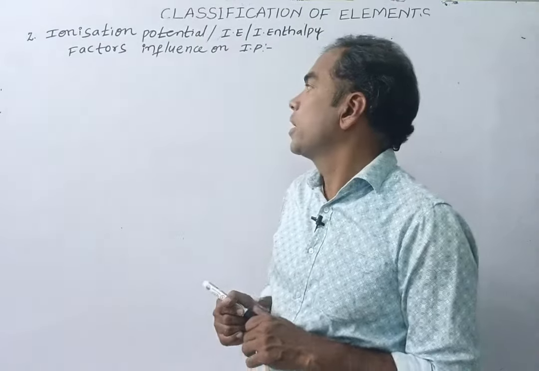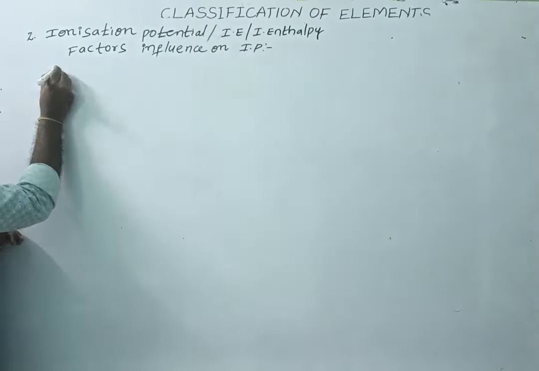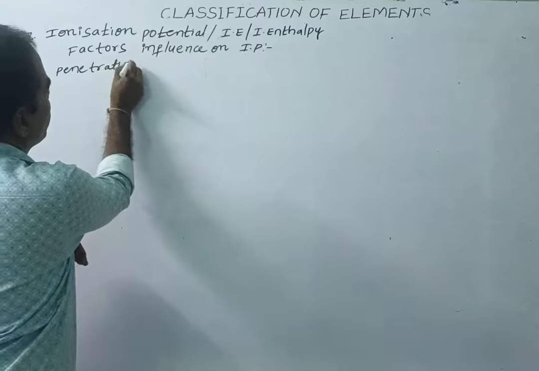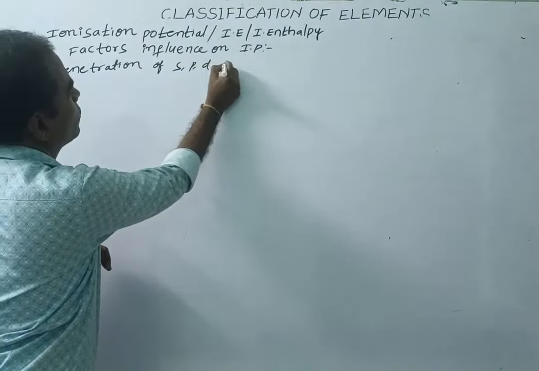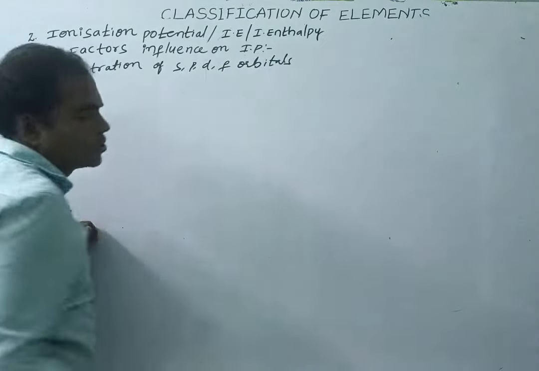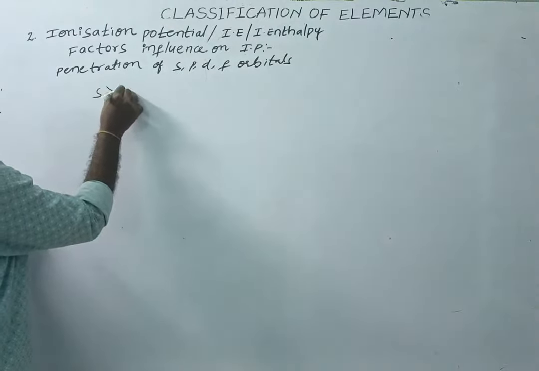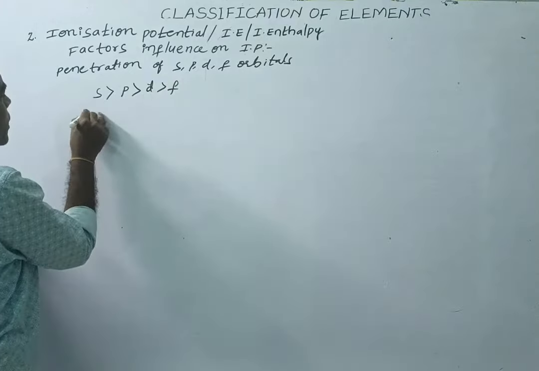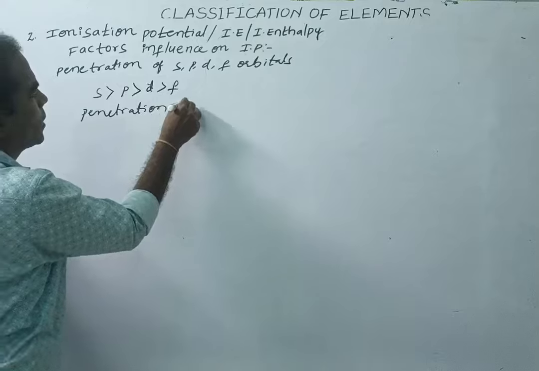See, the next one is penetration of SPDF orbitals. Generally, s orbitals are more penetrated towards the nucleus than p, than d and f. Penetration order.